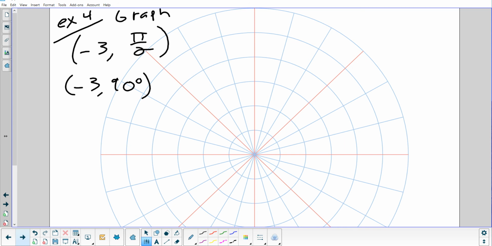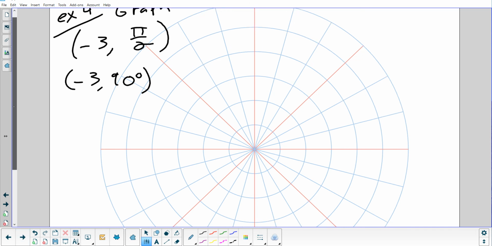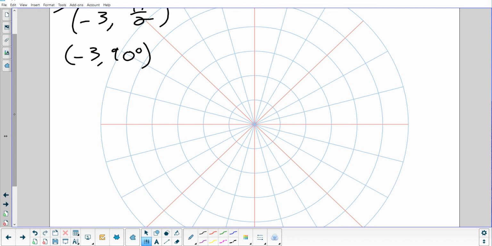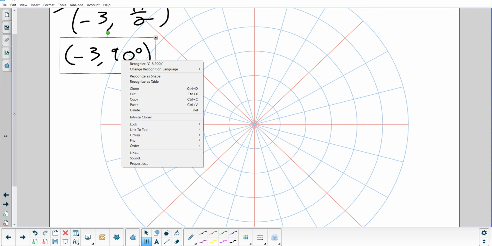All right, Justice, can you tell me how to graph, or at least how to start graphing that one? You'd go 3 units to the left. Yeah, this is the first time we've gone to the left. So we're going to go to the left 3. And now this is like my 0 point. This is where I start from. That's how many degrees I need to rotate.